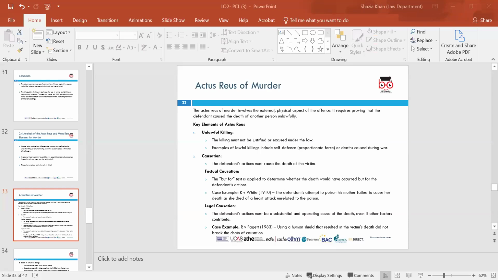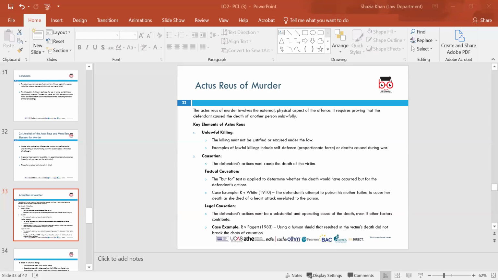So, was there any intention there? What are the elements that have been identified when you talk about murder? And what is the actus reus when we look at it in regards to murder? Make sure that you're looking at the actus reus of murder, and how it is established as well.